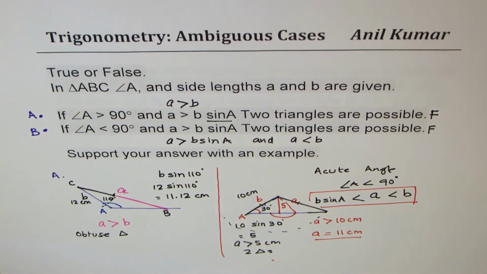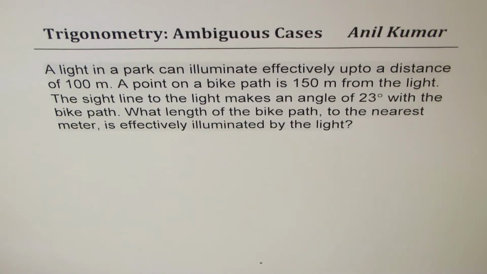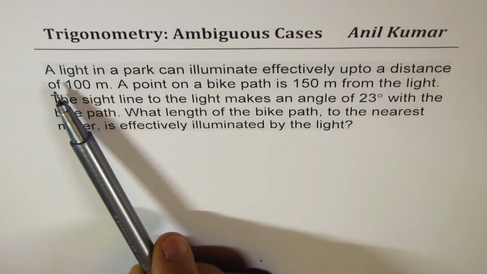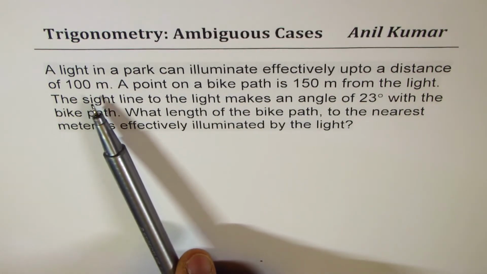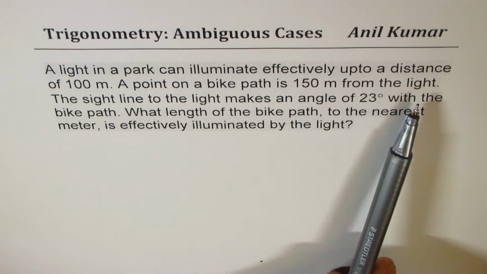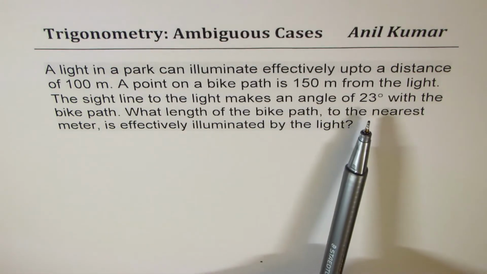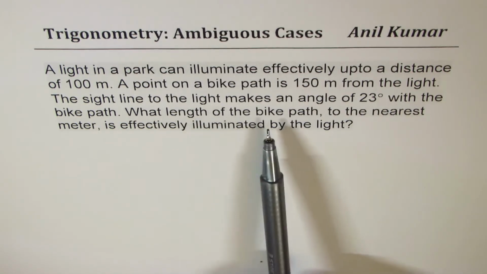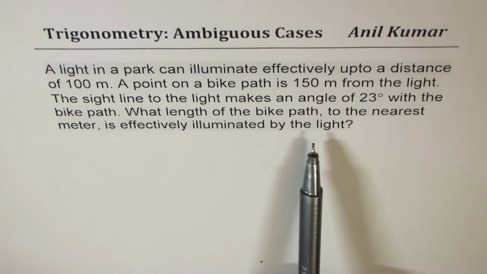So I hope that point is absolutely clear, right? And now let's take the word problem. The application question on sine law, which may lead to the ambiguous case, is right here. The question is, a light in a park can illuminate effectively up to a distance of 100 meters. A point on the bike path is 150 meters from the light. The sight line to the light makes an angle of 23 degrees with the bike path. What length of the bike path to the nearest meter is effectively illuminated by the light?